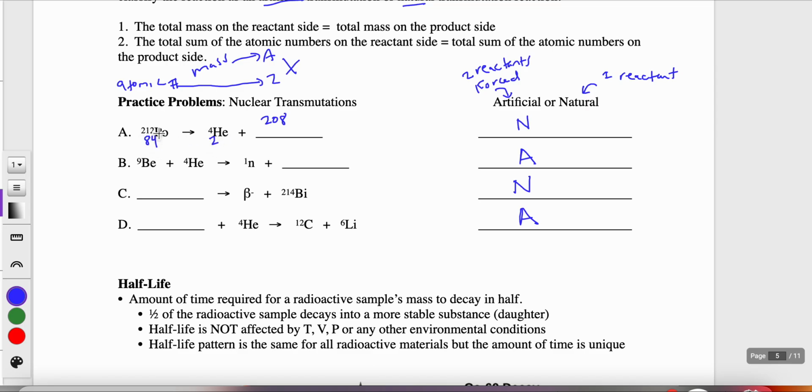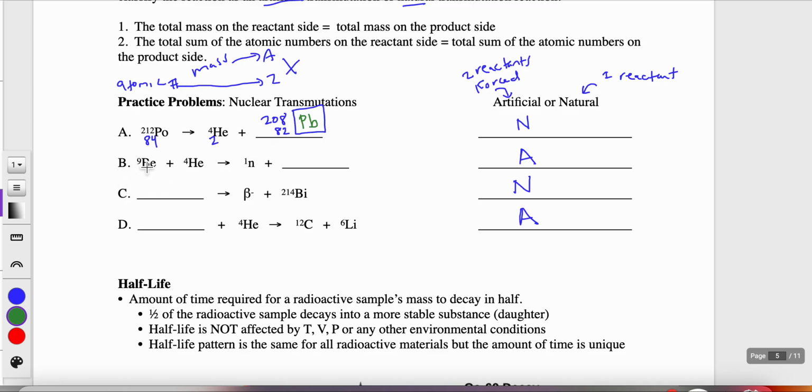So we have a total of 84 protons on the left. He takes 2 with it. So the remaining, or the new atom that is formed, must have 82 protons. So now we can identify the new atom that is formed because its identity is based on the atomic number, 82. And on the periodic table, the element that uses atomic number 82 is the symbol Pb, or lead.